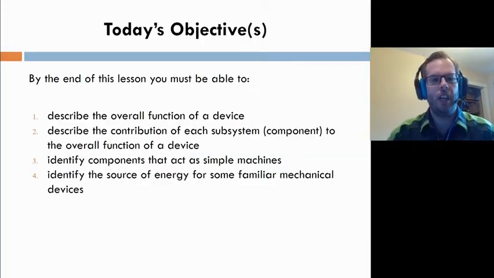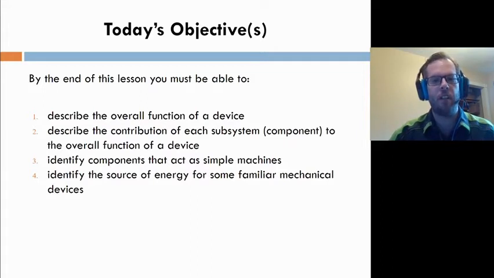Okay, so today's objectives: we're going to be able to describe the overall function of a device. So in today's lesson, what is the overall function of a bicycle? Number two, describe the contribution of each subsystem or component to the overall function of the device. So we'll break down the bike into its subsystems, identify them, and talk about what simple machines they are, which leads us into our third objective, identify components that act as simple machines. So we'll do that for a bike.